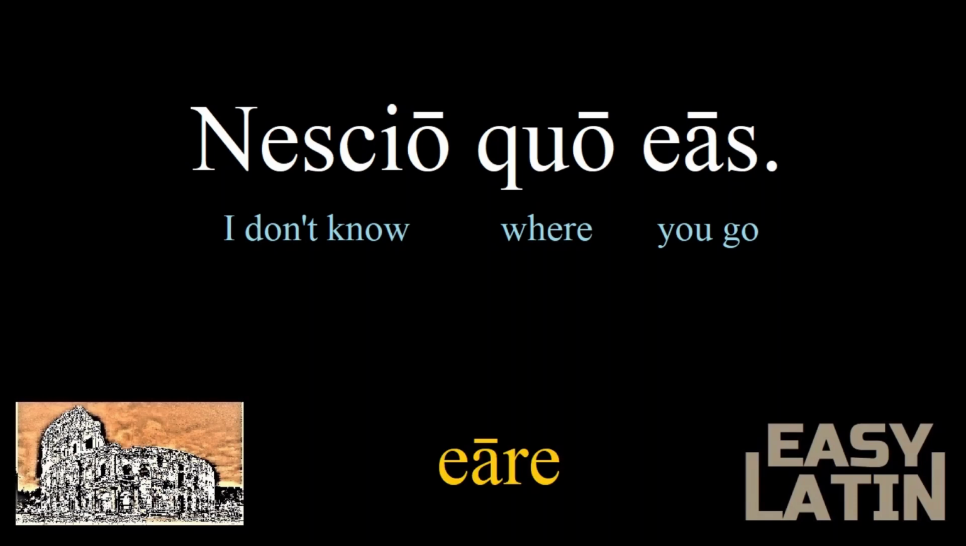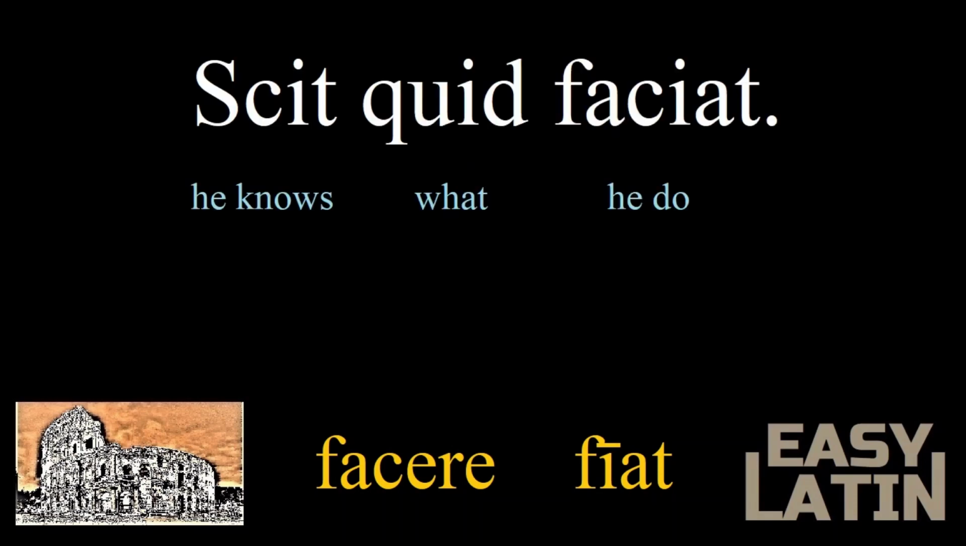Another irregular verb is the one for to do or make, facere. We saw this a lot in Genesis, but there it was in the passive subjunctive form, fiat. But this can help us figure out how to say, he knows what he's doing. Scit quid faciat.